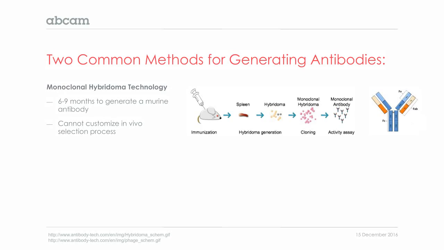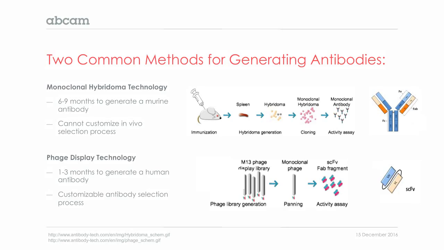And that's where you immunize a mouse with an antigen. And after a period of time, you're going to harvest the spleen and isolate the B cells to produce a hybridoma. And then what you do is you screen the hybridoma cells to look for the hybridomas that produce an antibody that binds to your antigen of interest. So there were a couple downsides of using hybridoma technology for our purposes. It's a slightly longer process. It takes around 6 to 9 months to generate a murine antibody. And importantly for our purposes, you cannot customize in vivo the selection process. And I'll explain exactly what I mean by that in the next few slides.